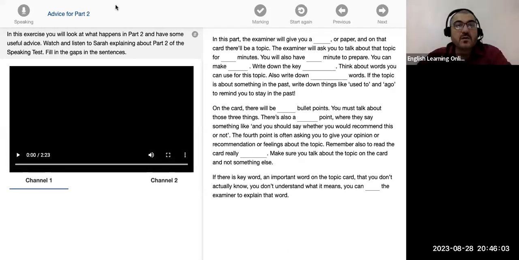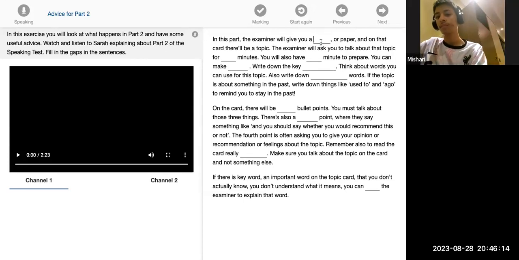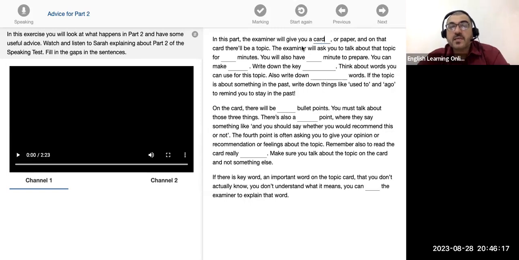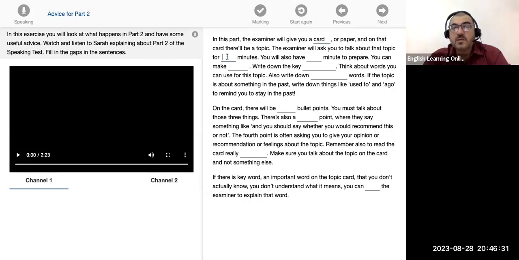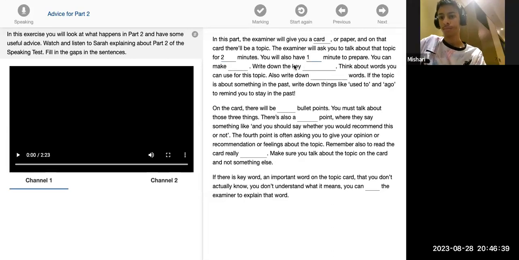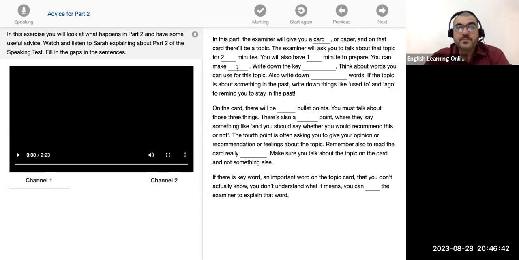All right, now let's think about the answers. So can you both help me here? In this part, the examiner will give you a card, or paper, and on that card there will be a topic. The examiner will ask you to talk about that topic for 2 minutes. You'll have 1 minute to prepare. You can make notes.